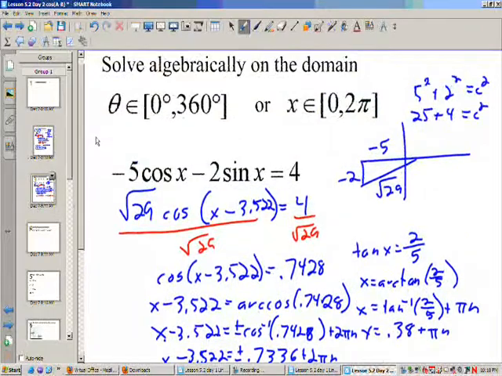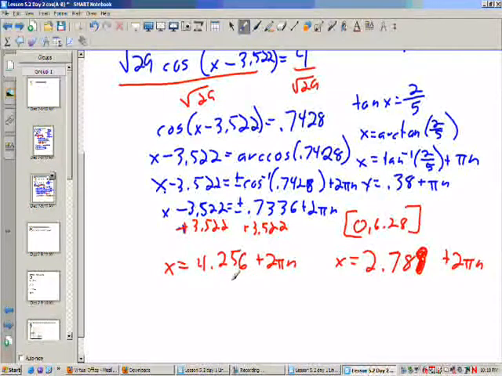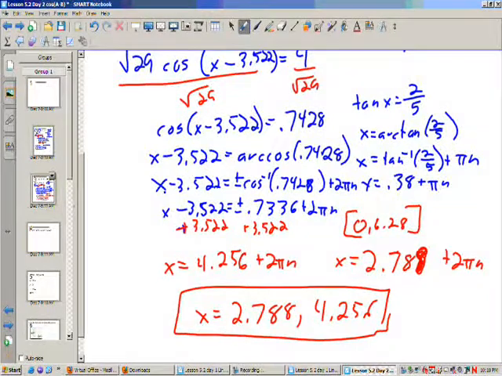Alright, so the values are between 0 and 2 pi, so that's between 0 and 6.28. So if I add 2 pi or subtract 2 pi from each of those, I'm going to be out of my zone. So it's going to be 2.788 and 4.256. Alright, those problems are done.